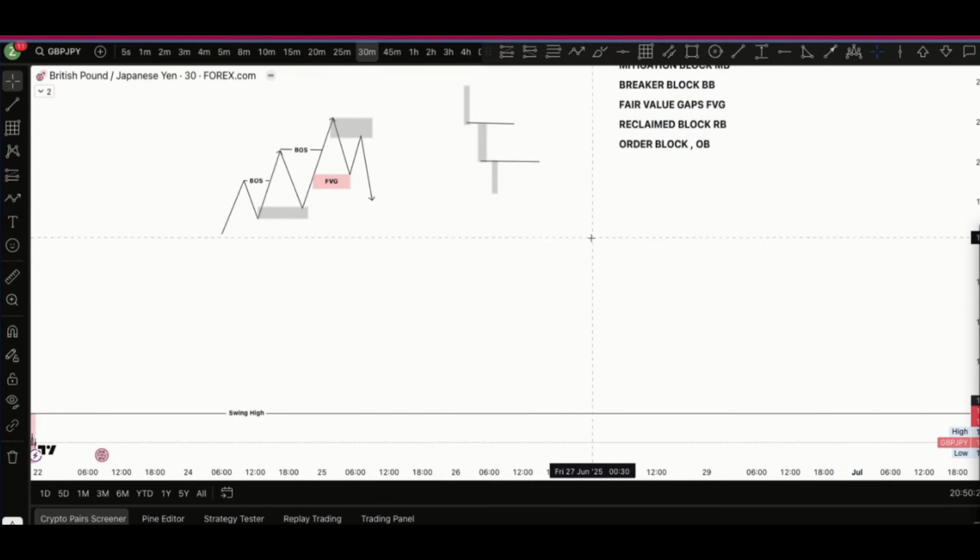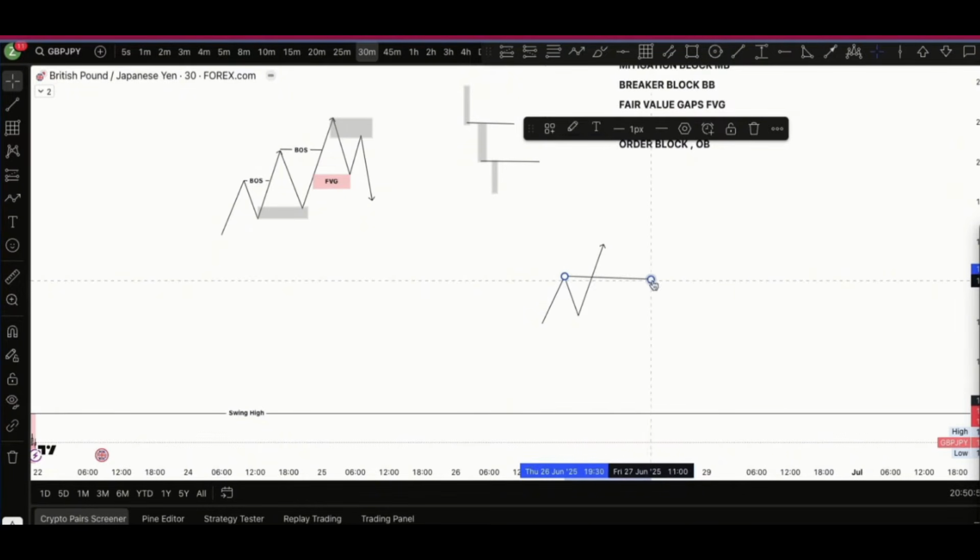So this is a failed swing high or swing low. So that is a mitigation block. So let's look at something. This is an uptrend. So now we have a break of structure to the top. Here we have a break of structure to the top. Mitigation block is almost the same as break and retest. So you have a break of structure to the top here.